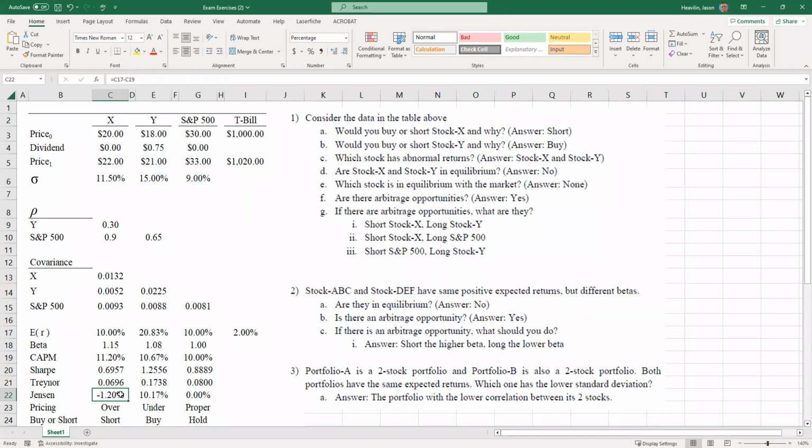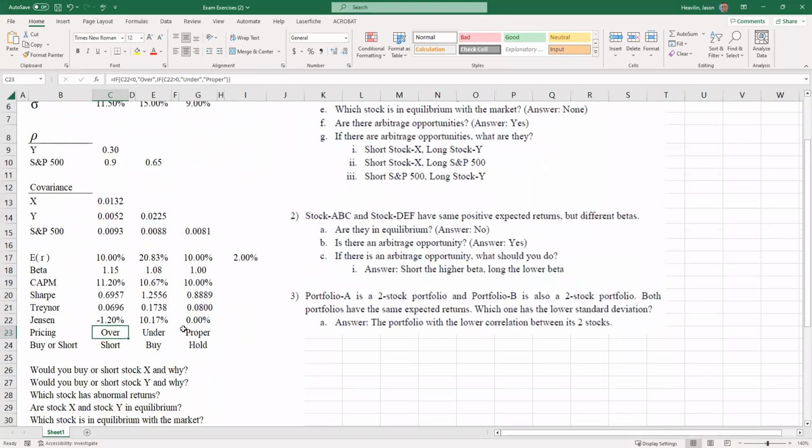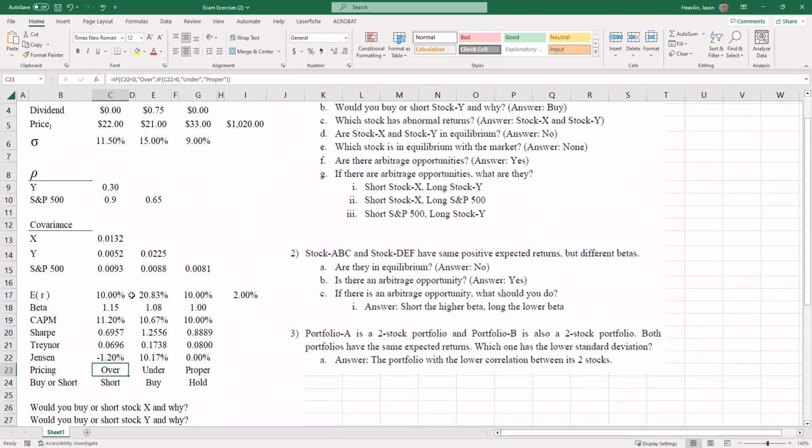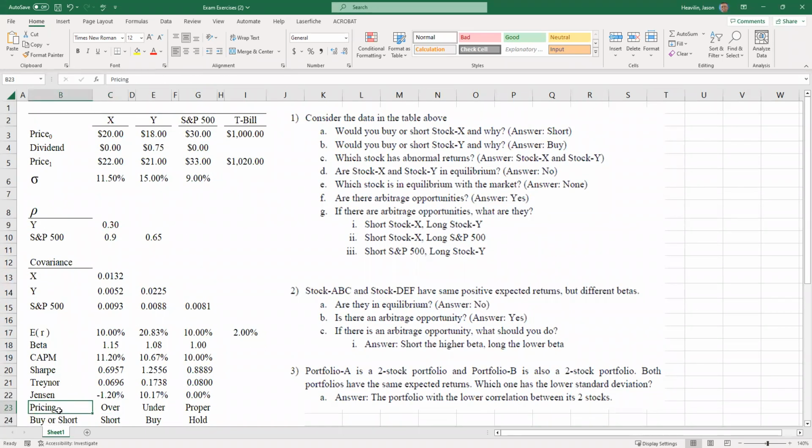Repeat that one again. Since you already calculated CAPM, all you have to do is expected return minus CAPM, the required return. Expected return minus required return. Now, here's where we're going to start talking about how to analyze or utilize these numbers. So is it overpriced? Is it underpriced? Or is it properly priced according to the market conditions?